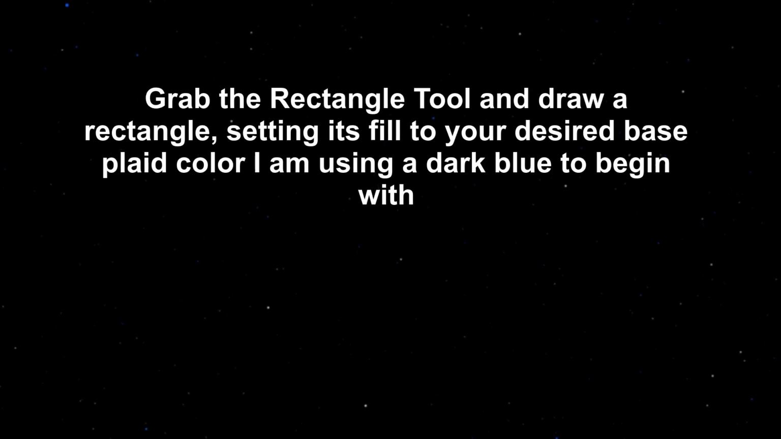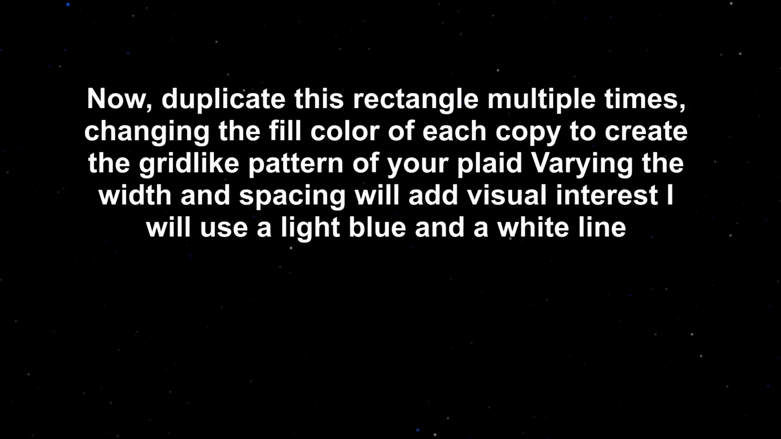Grab the rectangle tool and draw a rectangle, setting its fill to your desired base plaid color. I am using a dark blue to begin with. Now, duplicate this rectangle multiple times, changing the fill color of each copy to create the grid-like pattern of your plaid. Varying the width and spacing will add visual interest. I will use a light blue and a white line.